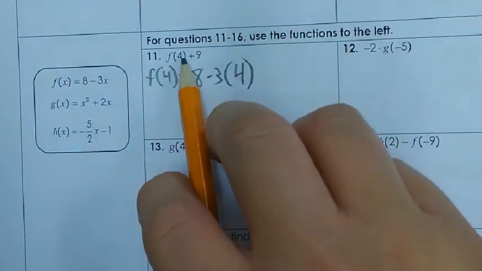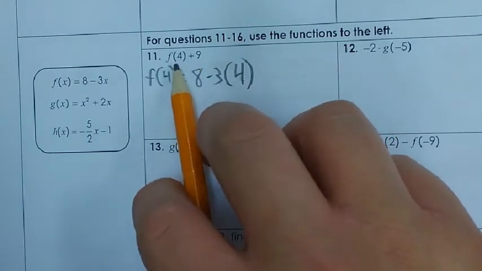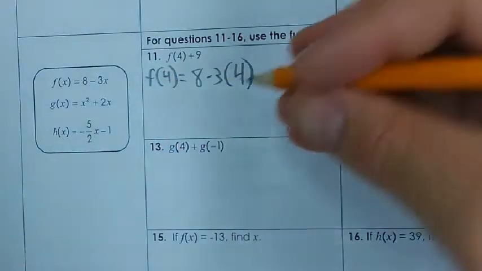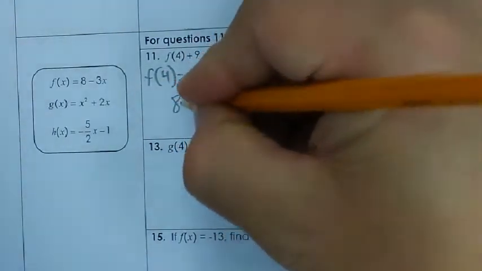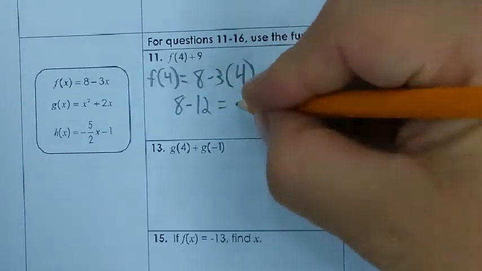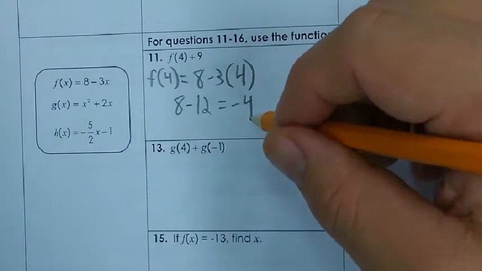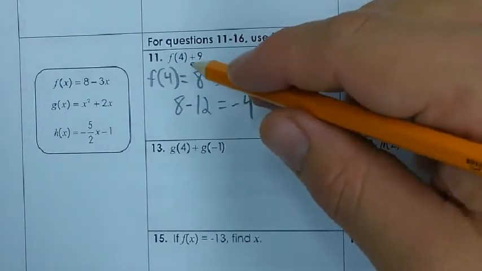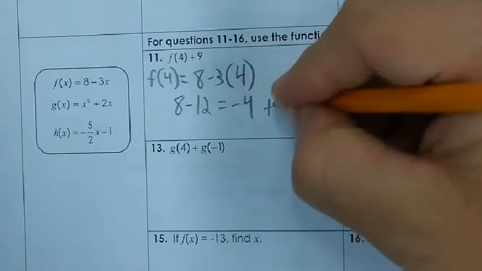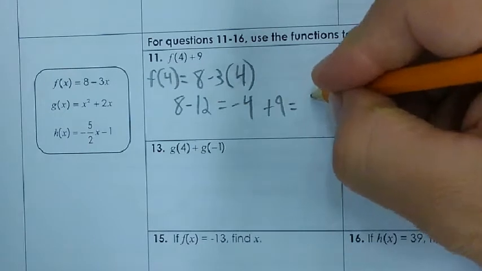Ignore that plus 9 right now, because what that means is that you are actually adding 9 to f of 4. So we first have to find f of 4. For this one, we do 8 minus 3 times 4, which is 12. 8 minus 12 is -4. So f of 4 is -4. But then it says f of 4 plus 9. So now we're going to take this answer and add 9 to it. -4 plus 9 is 5.